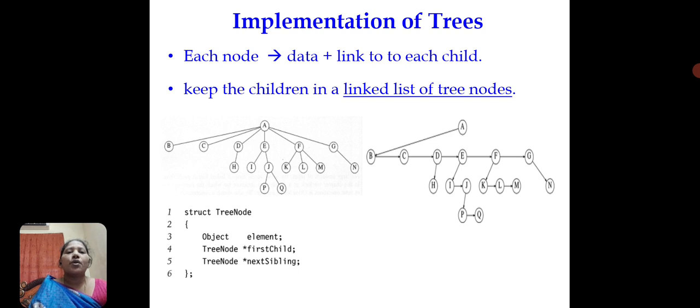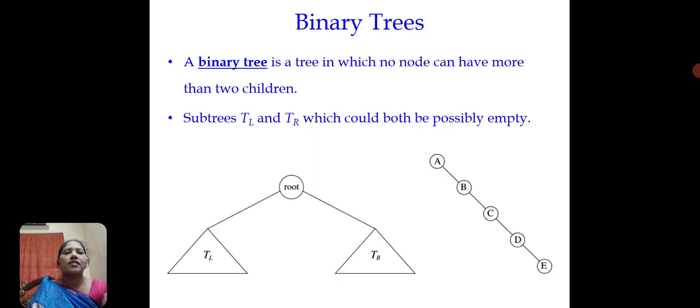The structure of the tree node is given there: you will have an element and two pointers, one to represent the first child and another one to represent the next sibling. So this is the structure of implementation of tree nodes in the first child next sibling representation. Next we will see about the binary tree.